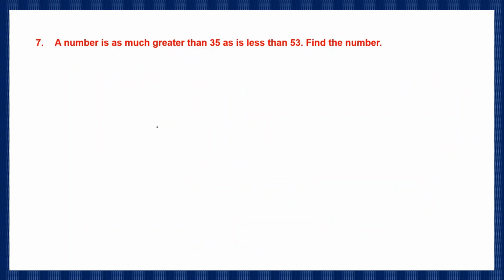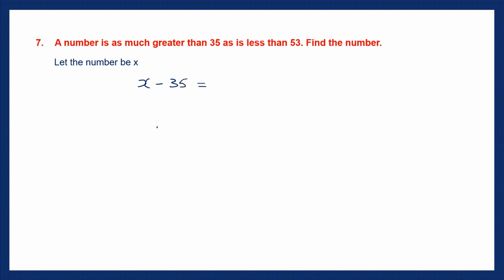Question 7. A number is as much greater than 35 as is less than 53. Okay, let's be careful with this. Let the number be x. That means x is greater than 35. That is equal to being less than 53. So x is greater than 35 will be x minus 35. Because it's greater, it comes first.